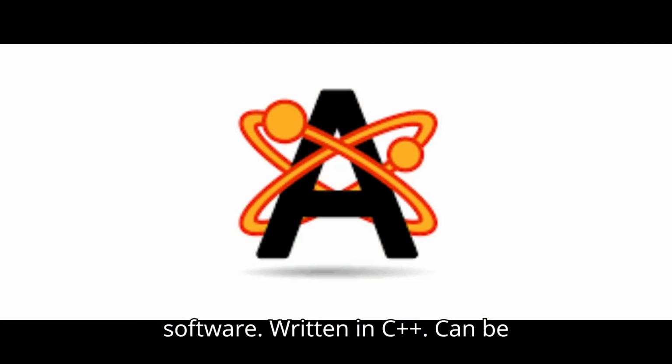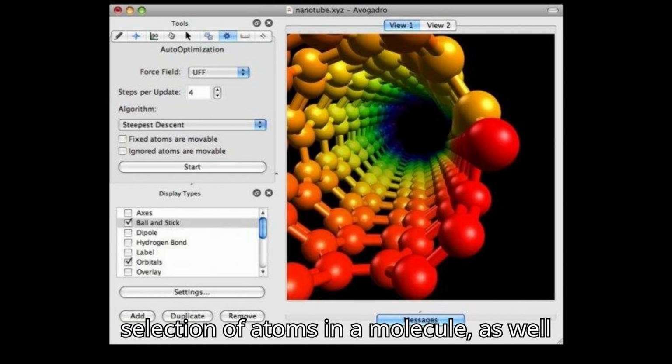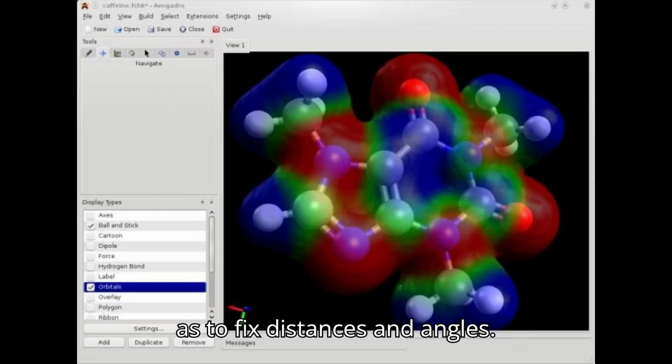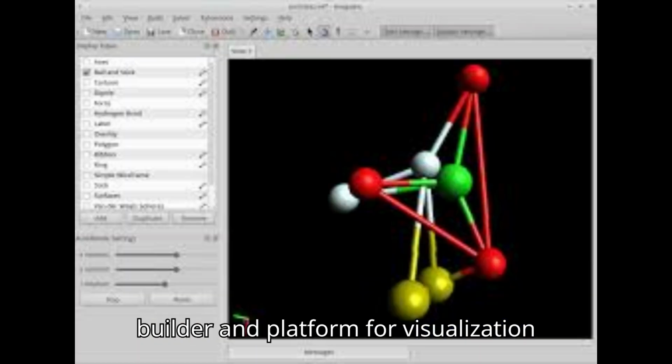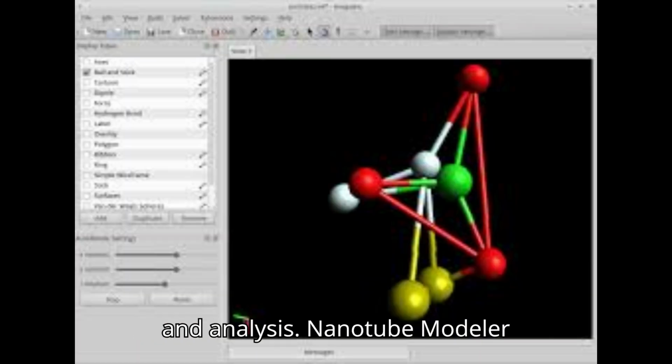Avogadro software, written in C++, can be used to fix or ignore a specific selection of atoms in a molecule, as well as to fix distances and angles. Avogadro offers a semantic chemical builder and platform for visualization and analysis.